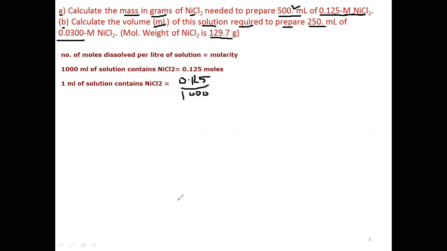Now we have to calculate for 500 ml. So 500 ml of solution contains nickel chloride equal to, how much will it contain? 0.125.